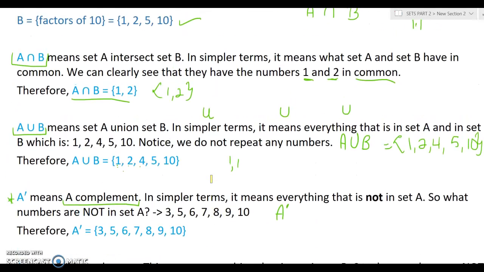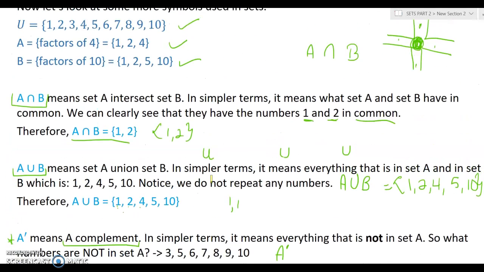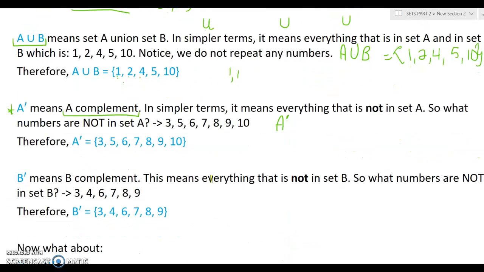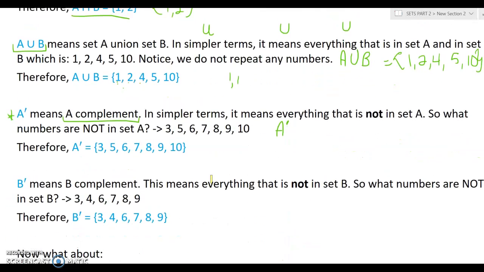Now let's look back at what set A was. Set A was the factors of 4: 1, 2, and 4. So A complement are all the numbers that are not in set A, which would be 3, 5, 6, 7, 8, and 9, right? Because set A was 1, 2, and 4. So A complement is those other numbers that are not in set A.